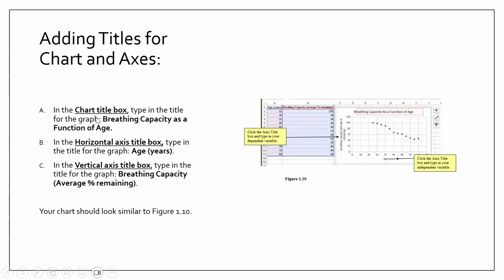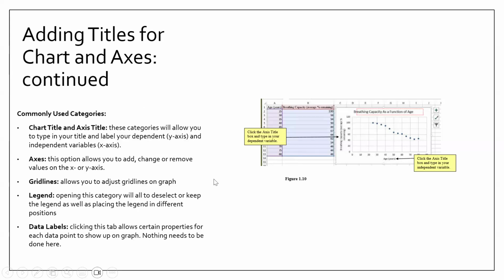Adding titles for the chart and axes. So in the chart title box, type in the title for the graph, breathing capacity as a function of age. In the horizontal axis title box, type in the title of the graph, age in years. And in the vertical axis title box, type in the title of the graph, breathing capacity, average remaining.